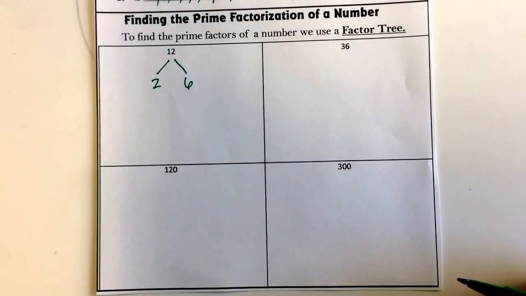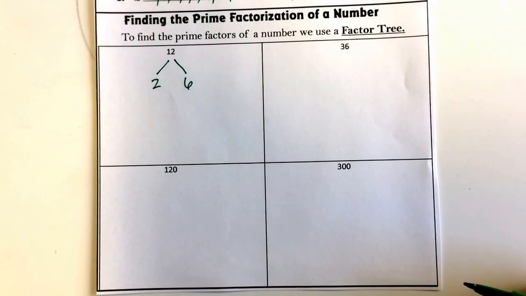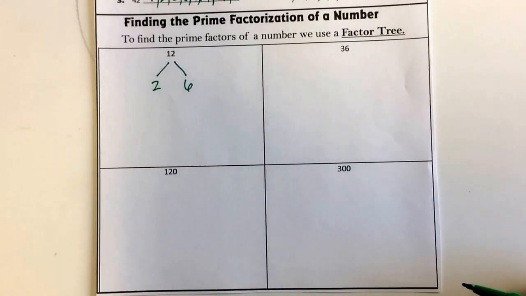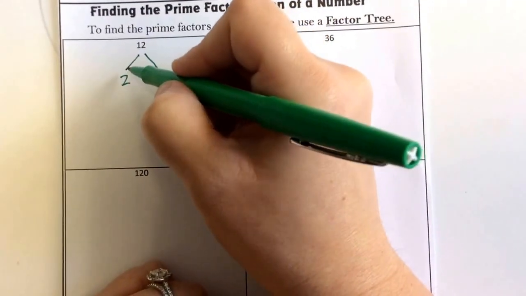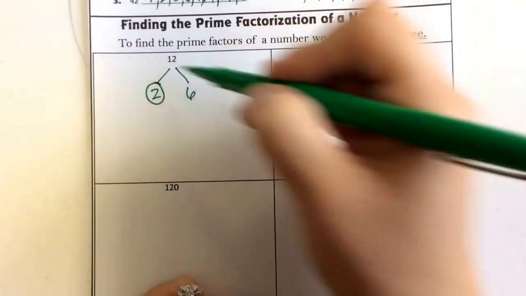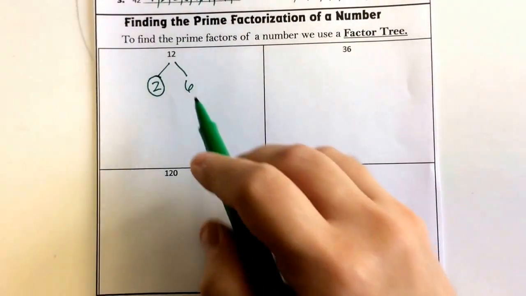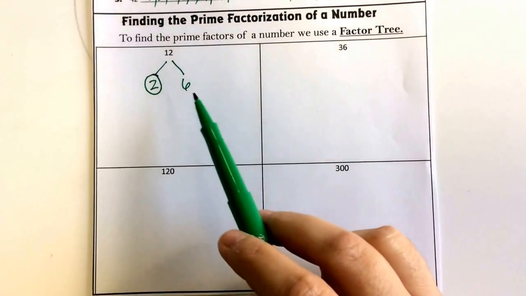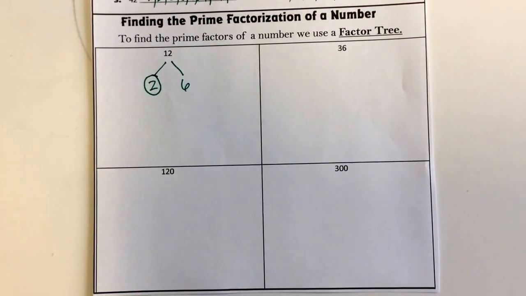If either of the numbers that you wrote are prime, I want you to circle it. Prime means that it can only be divided by 1 and itself. And so 2 is a prime number. 6 is not prime because 6 can be divided by 1 and 6 and also 2 and 3. And so I'm not allowed to circle it just yet because it's not a prime number.